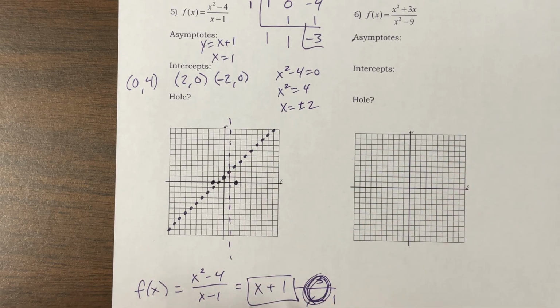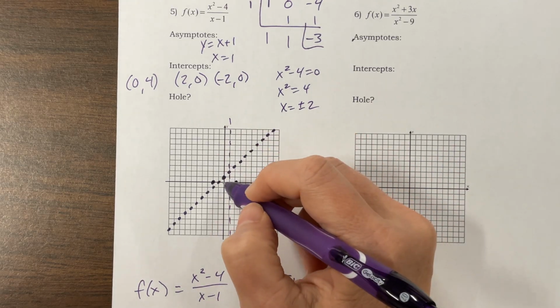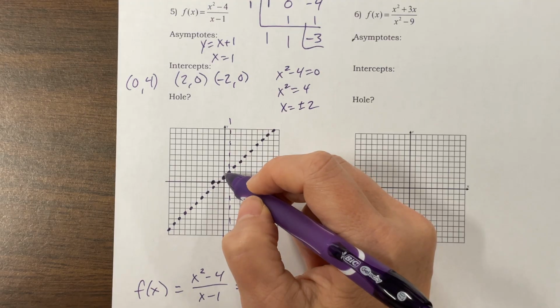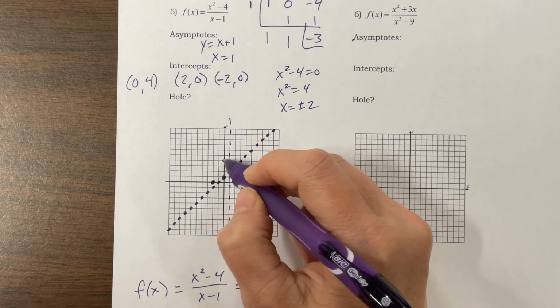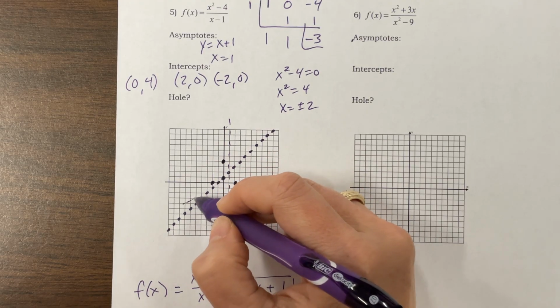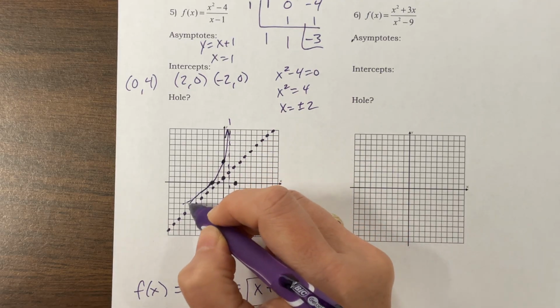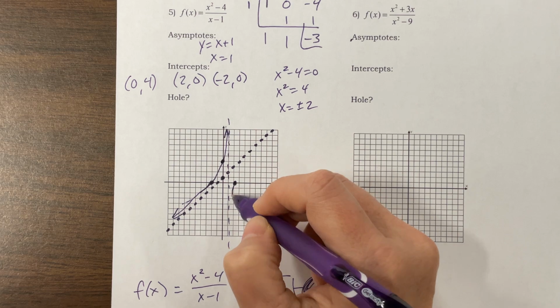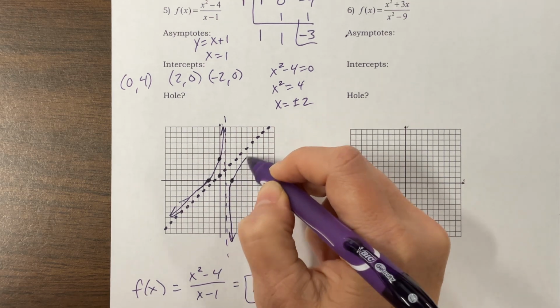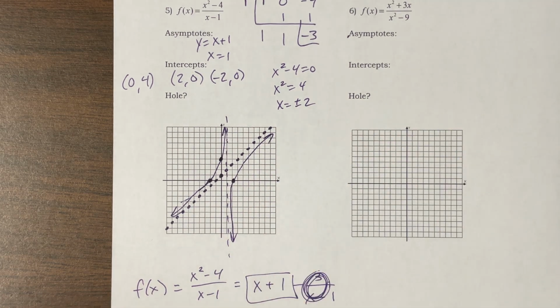Oh, sorry, I should use another color. And then I have 0, 4. 1, 2, 3, 1, 2, 3, 4. That was even me with my reading glasses, you guys. Okay, so it's going to start doing something like this as it approaches these asymptotes. Then this is going to approach down here, and then it's going to start approaching up here somewhere. Cool? Isn't that lovely? All right, there we go.